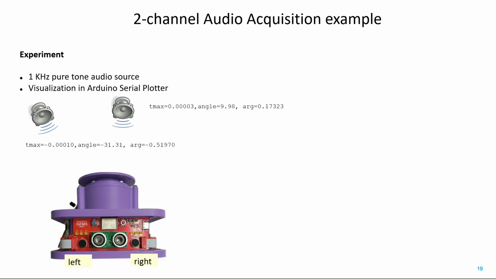Then we try another source position that is more equidistant to the two microphones. In this case, we have a smaller Tmax with around 30 microseconds, which corresponds to an angle of approximately 10 degrees. And finally, we test a position which is at 90 degrees and corresponds to a source on the right and a Tmax of 200 microseconds. These results demonstrate that the system can estimate the direction of the sound source based on the measured time delay.